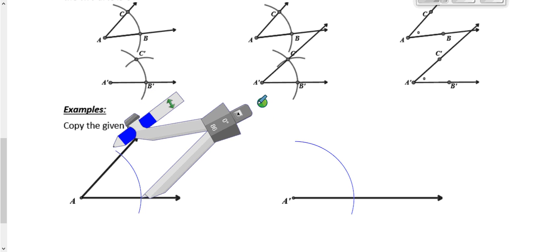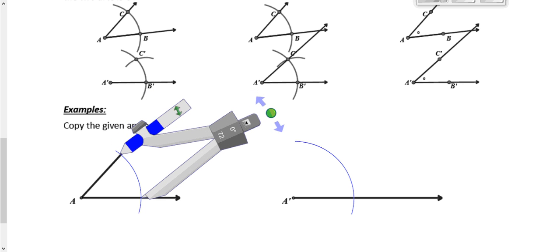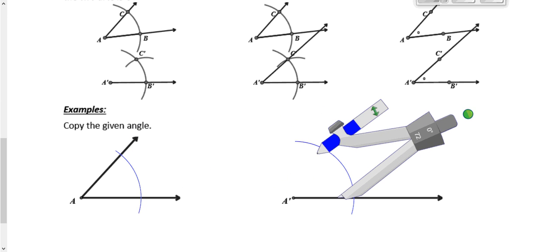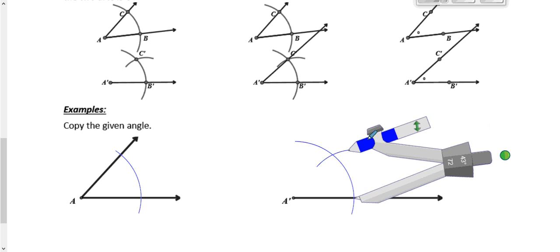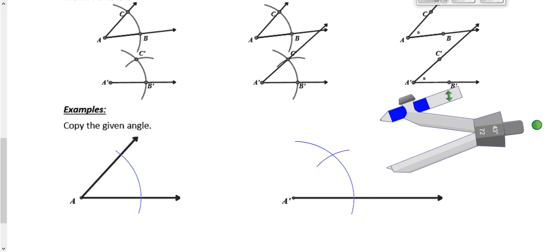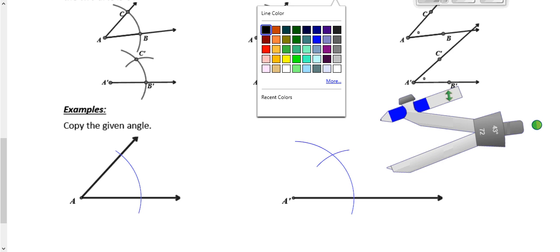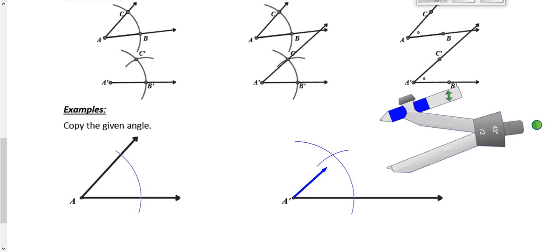So let's see here. Close it up. Looks about right. With me? Now I'm going to take that measurement and transfer it right over here. Like that. And then what am I going to do? Take my straight edge and put it here. And I've just copied the angle. Lily, did you figure that out? Got it now? I did it.